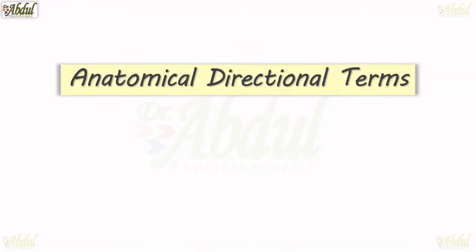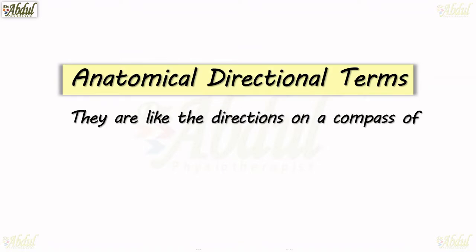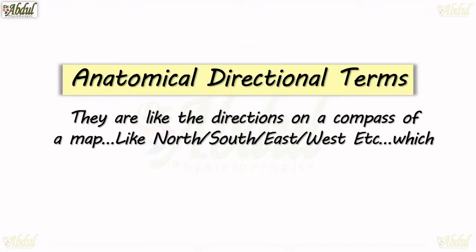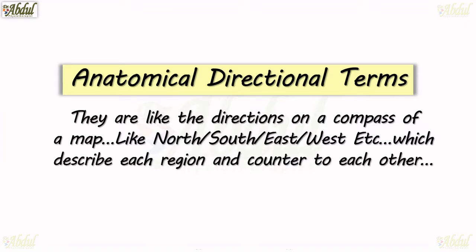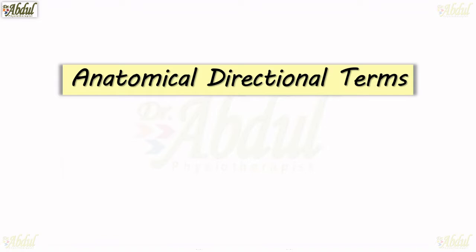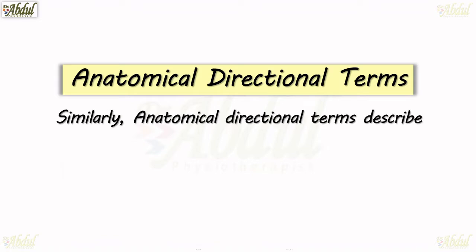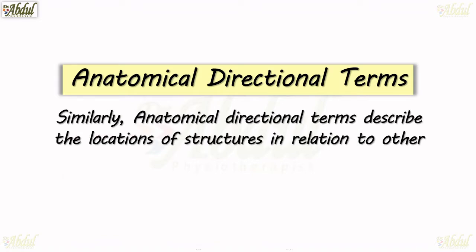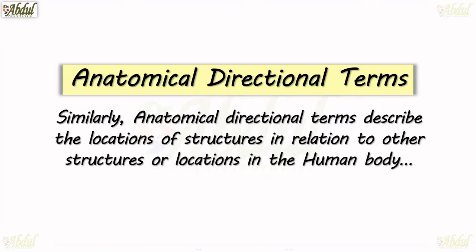Anatomical directional terms are like directions on a compass or a map, like north, south, east, west, etc., which describe each region in relation to each other. Similarly, anatomical directional terms describe the locations of structures in relation to other structures or locations in the human body.